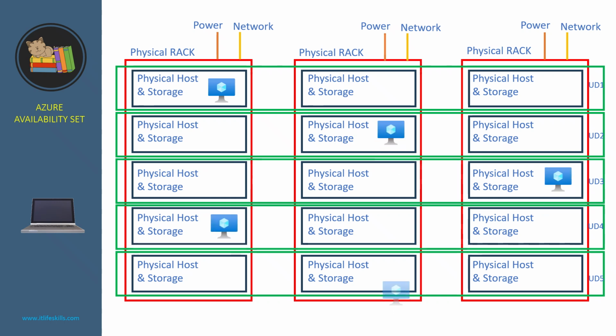As you can see, if any rack in this setup is down, then up to 2 VMs inside the set are down. When Azure performs an update in any update domain in the setup, then only one VM in the availability set is temporarily unavailable.